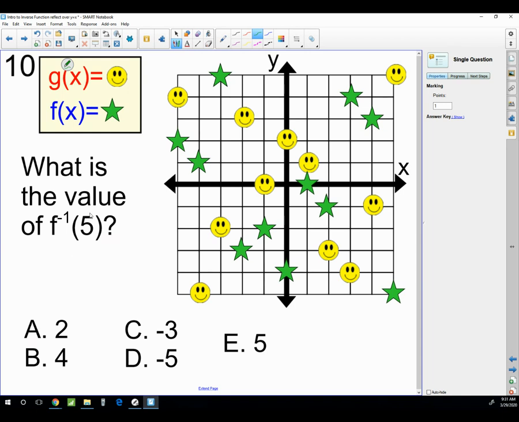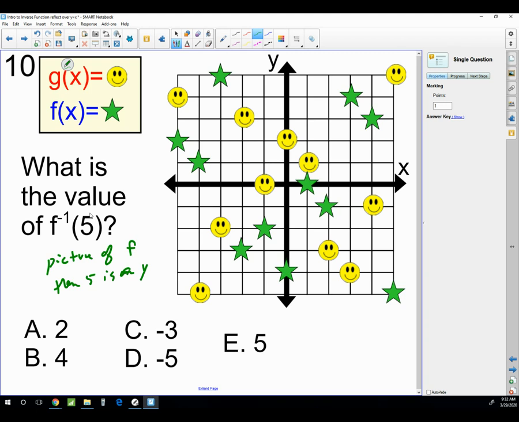This 5, relative to f inverse, is an x value. There's no doubt about it. Well, we don't have a picture of f inverse. We have a picture of f. F is the star of the problem. So since we have a picture of f, we want to interpret the picture of f. Then 5 is a y relative to f.